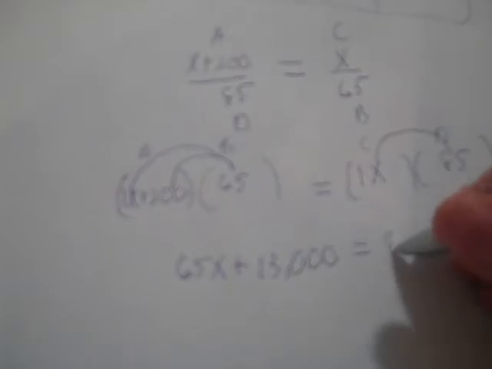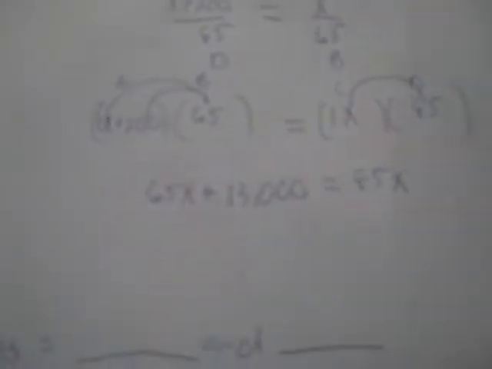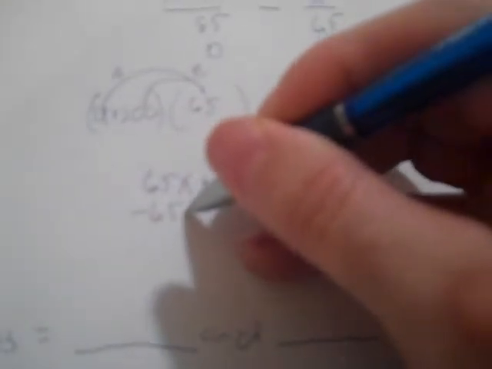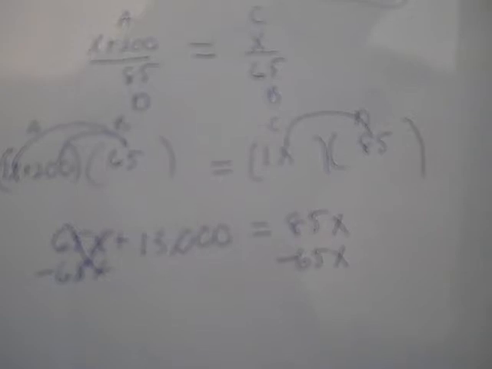One x times 85 is 85x. Okay. All right, then get your x's on the same side. Eliminate your smaller x. You have to balance it. They're on opposite sides, so balance with the smaller.